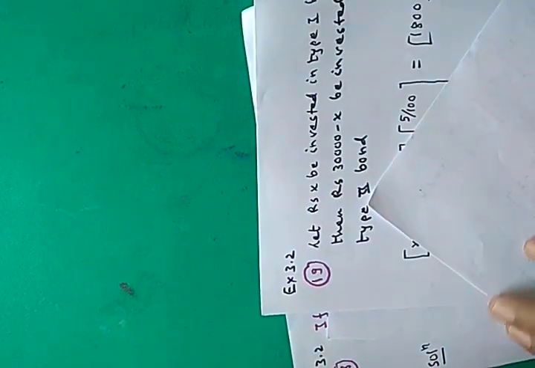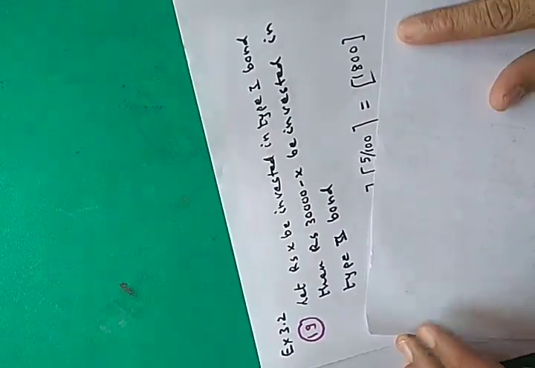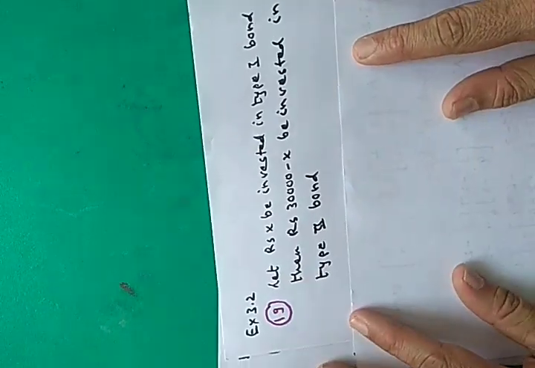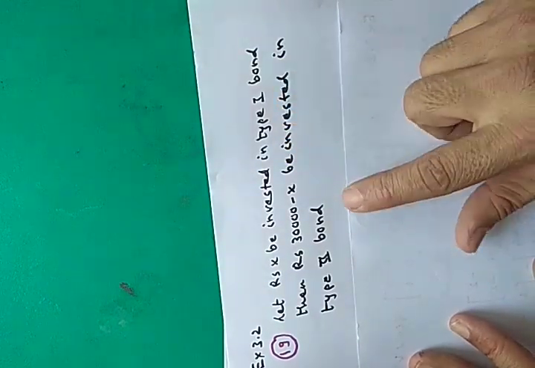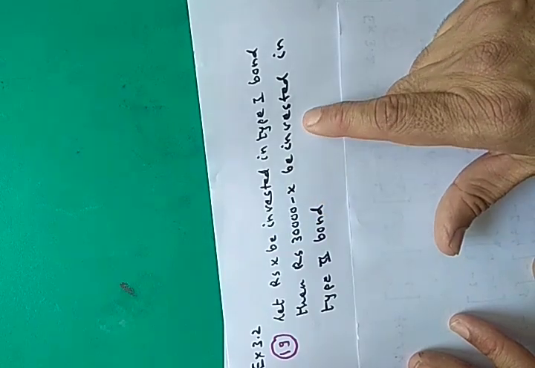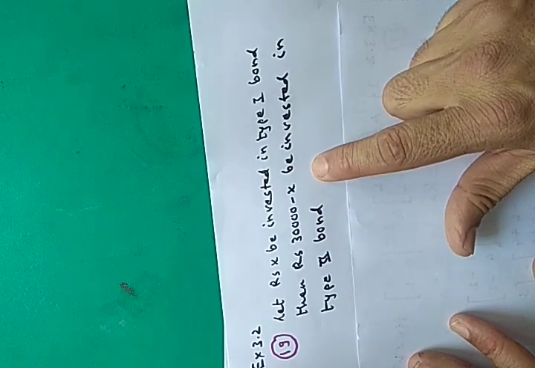Okay, अब हमको ये देखना है कि इस क्वेश्चन को हम मैट्रिक्स फॉर्म में कैसे सॉल्व करेंगे. ठीक है, तो मैट्रिक्स फॉर्म में हम कैसे सॉल्व करते हैं. Let rupees x be invested in type 1 bond and rupees 30,000 minus x be invested in type 2 bond.